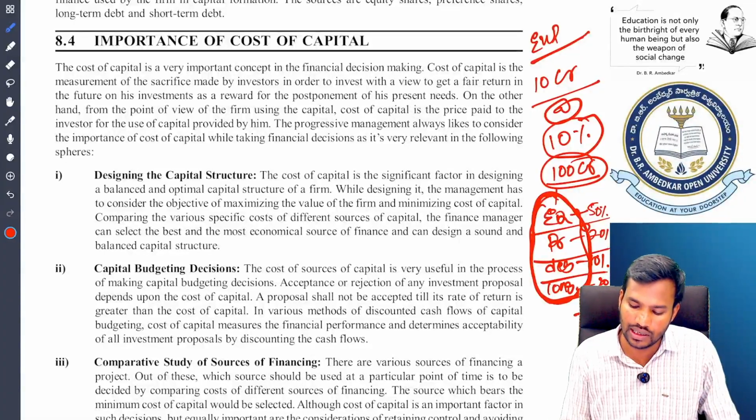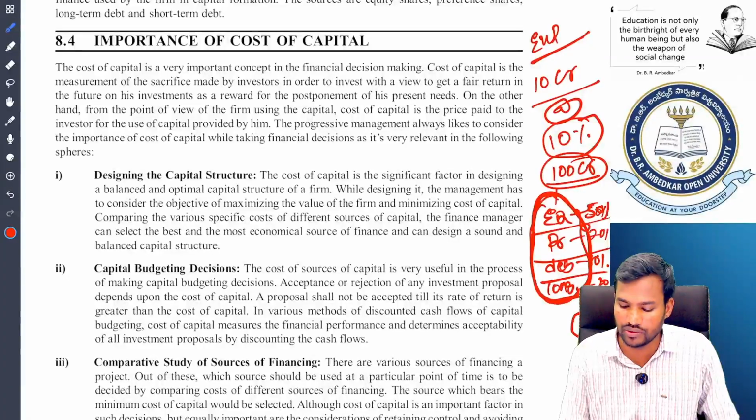Can I give the equity 30% also? Yes, but the total should be 100. If you are giving 30% to the equity, you have to give the preference to the preference shares, so that 30% you can add into the preference shares.